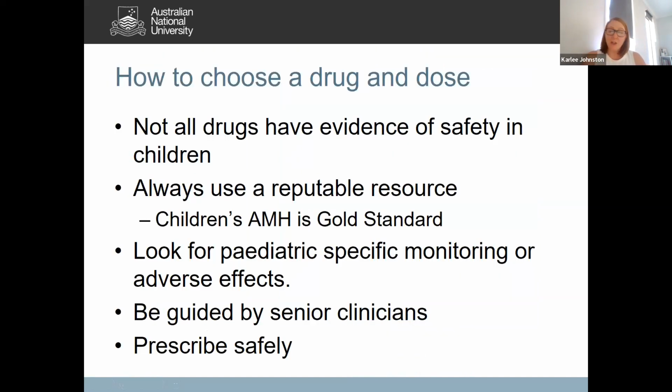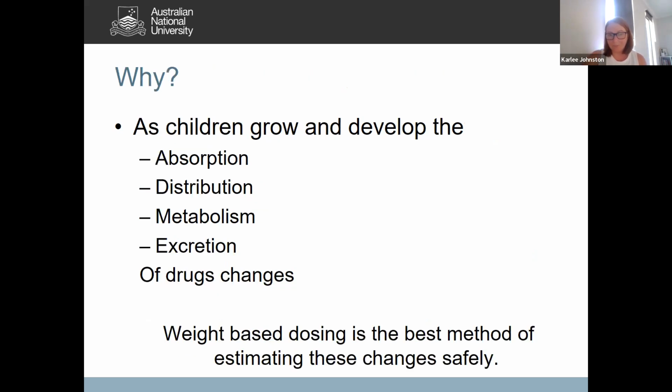So how to choose a drug and a dose. Not all drugs have evidence or safety information in children. You always need to use a reputable resource when you're looking at paediatric medicines and dosing. The gold standard in Australia is the Children's Australian Medicines Handbook, AMH, online. You look for that. This is where you'll find paediatric specific monitoring, adverse effects, etc. Ask for help and just prescribe safely. Be sure to follow the recommendations.